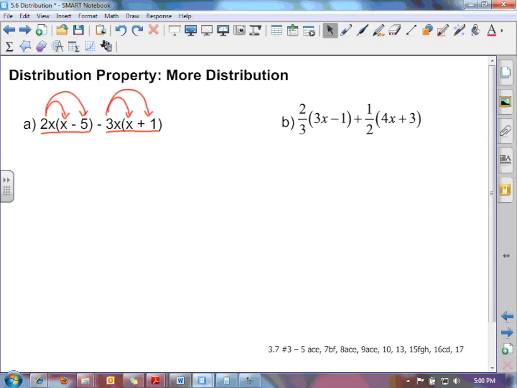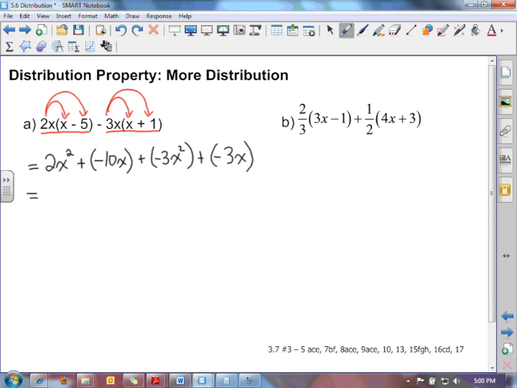So when we expand this, we get 2x times x, which is 2x squared. So I'm not going to try to do all these calculations quickly. Plus 2x times negative 5 is negative 10x. Plus negative 3x times x is negative 3x squared. Plus negative 3x times positive 1 is negative 3x.